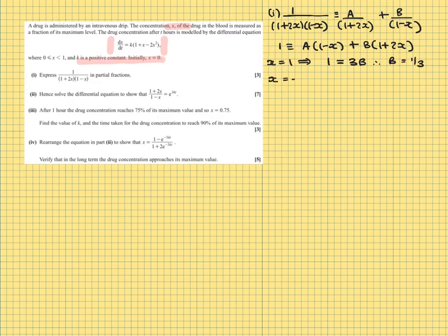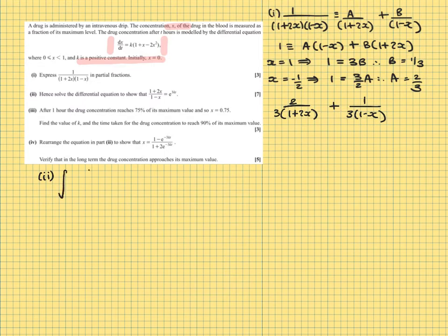And then I'm going to choose x equals -1/2, which will give me 1 equals 3/2a, so a is equal to 2/3. So now we can write our partial fractions as 2/3 over 1 plus 2x, plus 1/3 over 1 minus x. Now part 2, we have to solve this differential equation from the first part of the question.